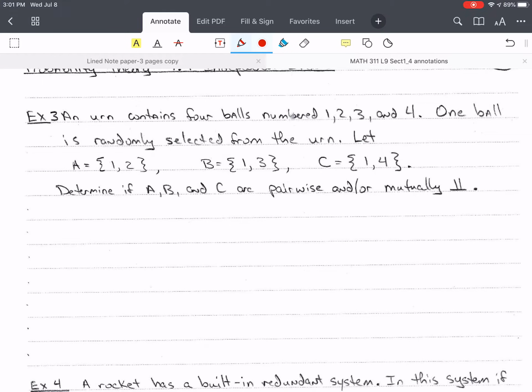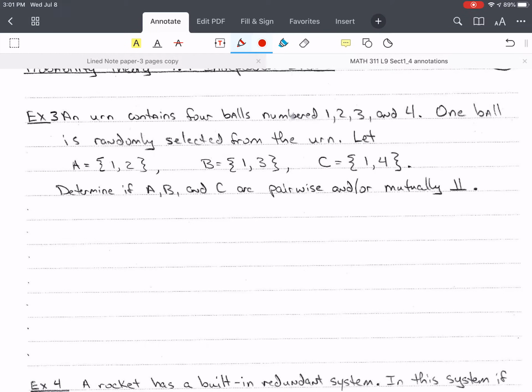So let's define these events. A is the event of a 1 or a 2. B is a 1 or a 3. C is a 1 or 4. So let's determine if A, B, and C are pairwise and/or mutually independent.